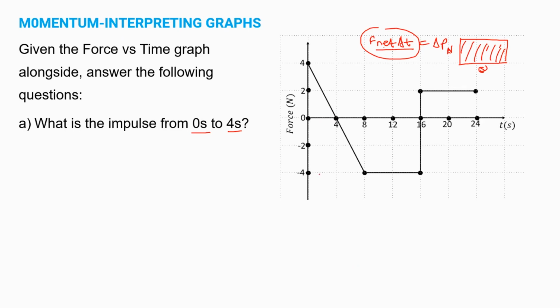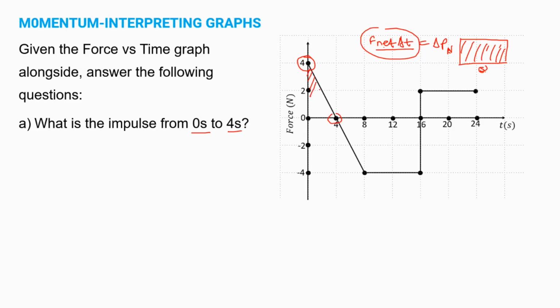So you must check these things. Your points of intersection where your graph cuts the x-axis. Check the gradients, the meaning of the gradients. Check the area under the graph. For impulse, we're going to find the area under the graph. That would be force times change in time. Net force times change in time.